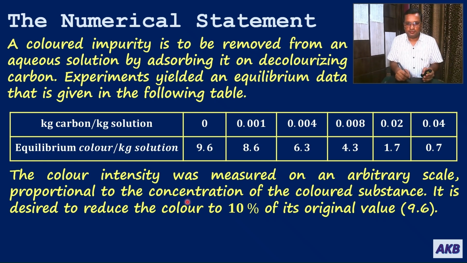The objective is to reduce the color concentration to 10% of its original value. So originally the color concentration is 9.6 on an arbitrary scale, and this has to be reduced to 10% of this value, which is 0.96. 10% of 9.6 is 0.96.